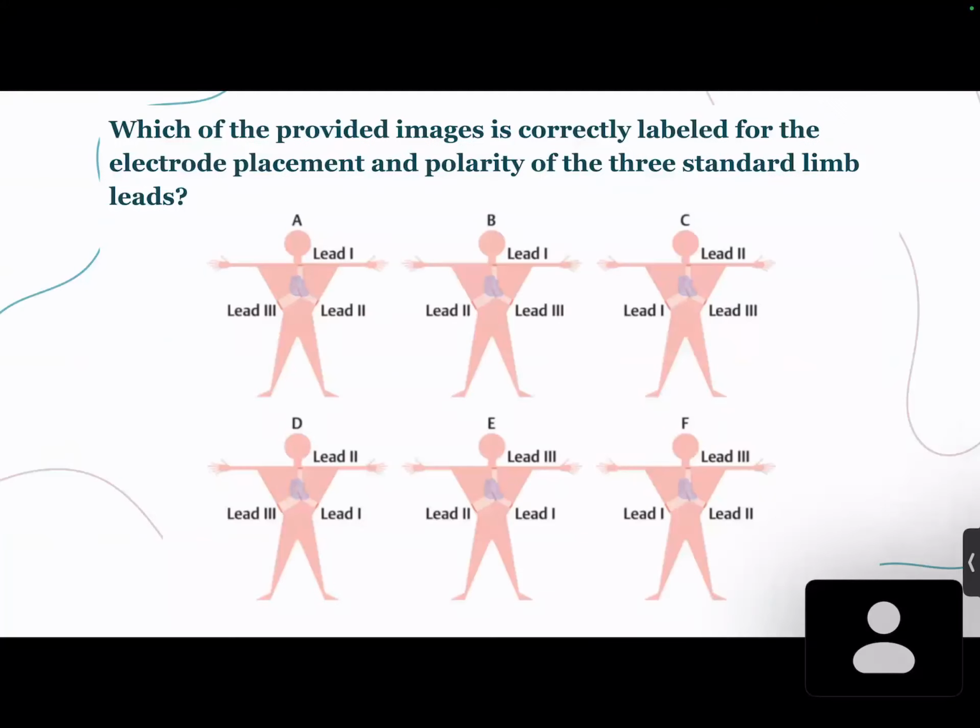No problem. Okay, so which of the provided images is correctly labeled for the electrode placement and polarity of the 3 standard limb leads?